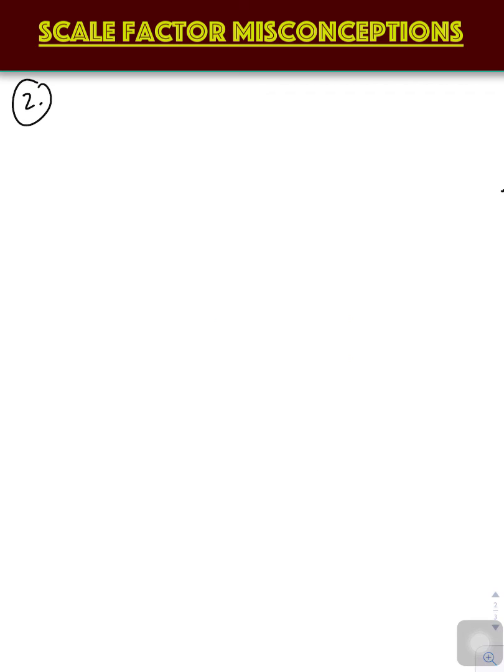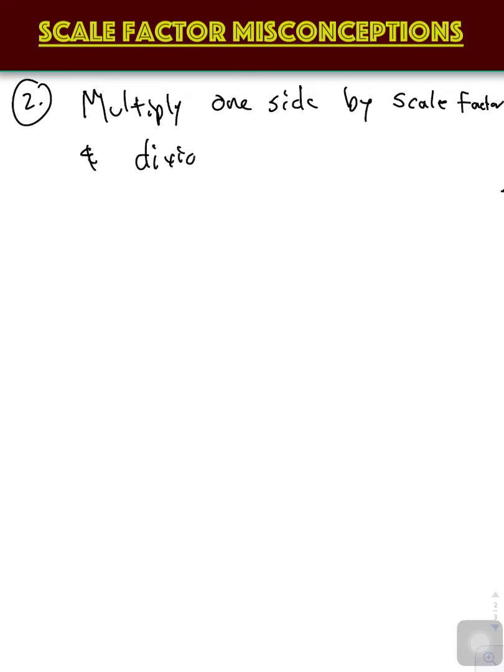The second mistake I see a lot of students make is that they multiply one side by scale factor and divide the other. Or maybe they go forward the first time from the original to the new image, and then they go backwards the other way and go from the new image to the original. So let me show you what I mean with this.